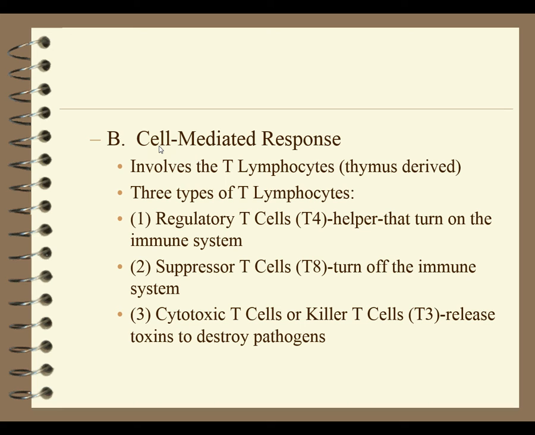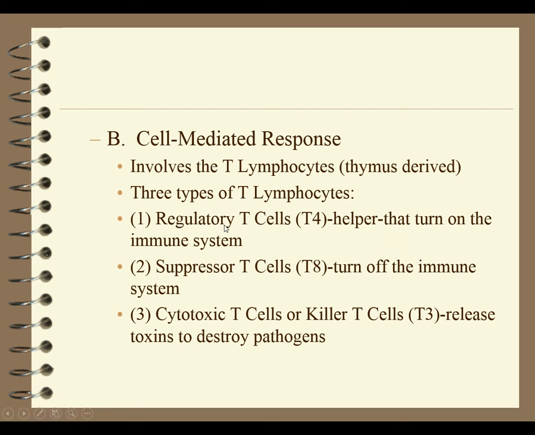Now, suppressor T cells, or T8 cells, turn off the immune system. They're also called CD8 cells. Cytotoxic T cells, or killer T cells, known as T3 or CD3 cells, release toxins to destroy pathogens. So these are the 3 most common you're going to come in contact with: CD4, CD8, and CD3. Now, there usually are twice as many of these helper cells as there are suppressor cells, which is a good thing. We want twice as many aboard that can turn on the system than off the system.